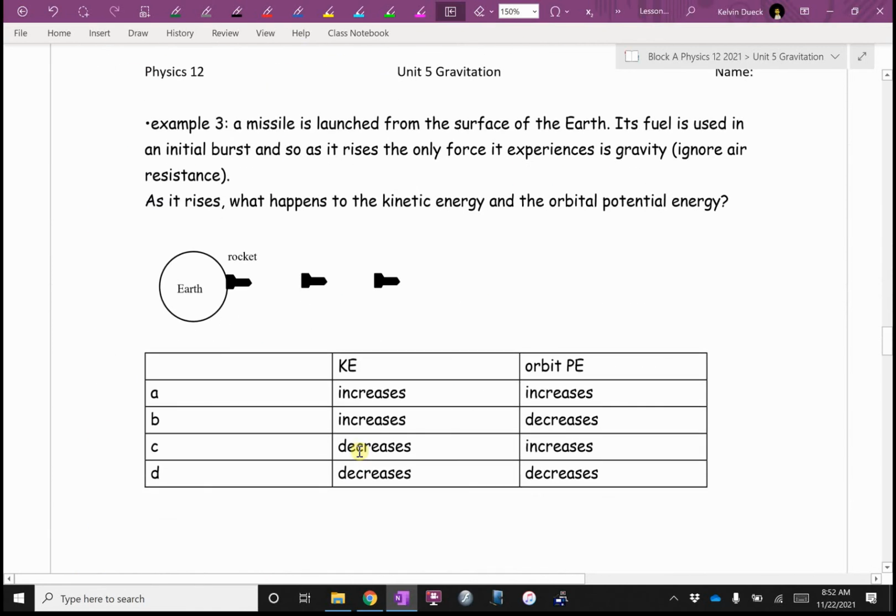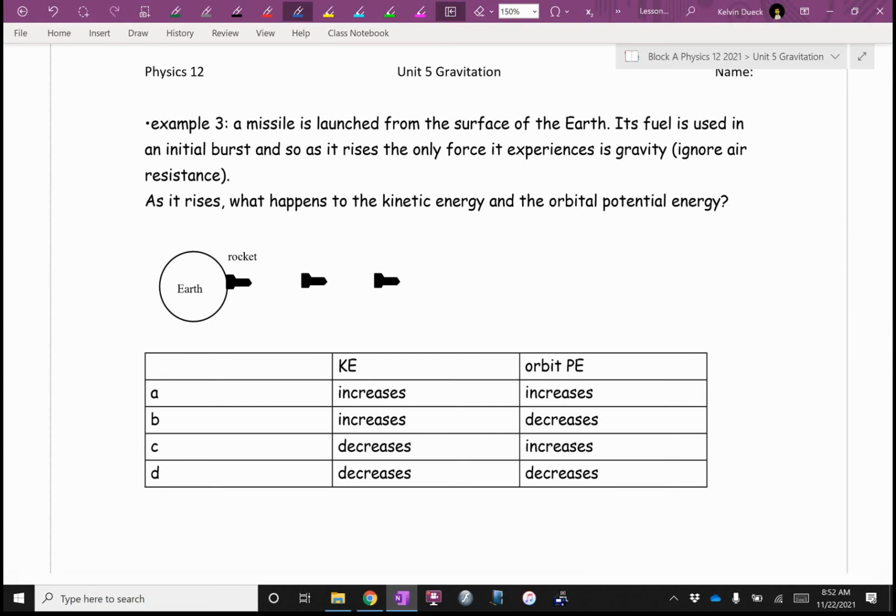Example 3, a missile is launched from the surface of the Earth, but let's decide as a thought experiment, we're going to ignore air resistance. We're going to fire all of its fuel instantly in an initial burst. So on the launch pad, it leaps to full speed instantly and then coasts the rest of the way. As it rises, what happens to its kinetic energy and its orbital potential energy? So if we burn all of the rocket fuel instantly and then let it coast, what will happen to its kinetic energy as it leaves the Earth?